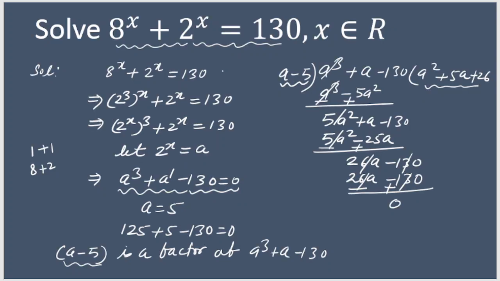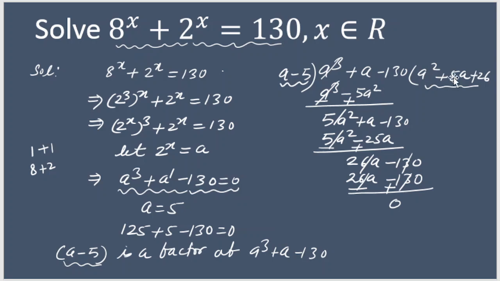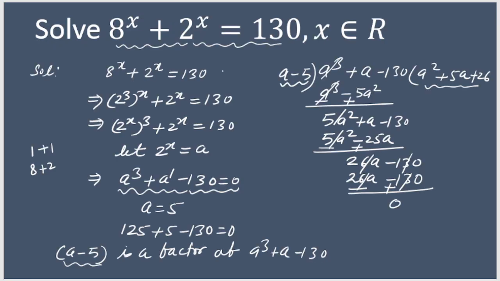So I am going to the next page and continue the solution. Here the solution can be written as a minus 5 times a square plus 5a plus 26, which is equal to 0. I hope you are aware of the factor theorem.